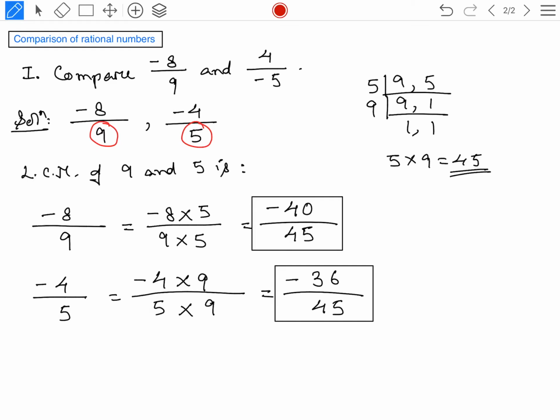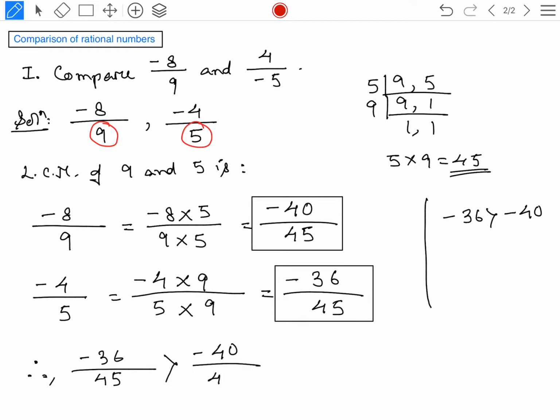So we know that minus is your rough work. Okay, we know that minus 36 is greater than minus 40. Yes or no? Since minus 36 is greater than minus 40, so we can write therefore minus 36 by 45 is greater than minus 40 by 45. Or minus 36 by 45 means how much? Minus 36 by 45 means 4 by 5, yes or no?